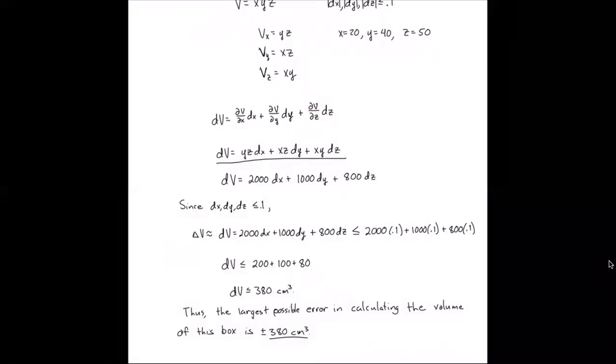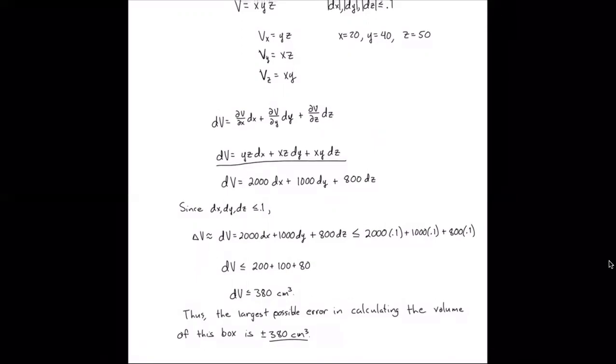That's 0.1 times each of those coefficients above. And dv then is less than or equal to 380. This is centimeters cubed. All of our measurements were in centimeters. Units were pretty easy to deal with. We'll reintroduce them in the end because we can. And so then we conclude that the largest possible error in calculating the volume of this box was either over 380 centimeters cubed or under 380 centimeters cubed. So that is one nice use of differentials to talk about approximating errors in measurement or calculation.